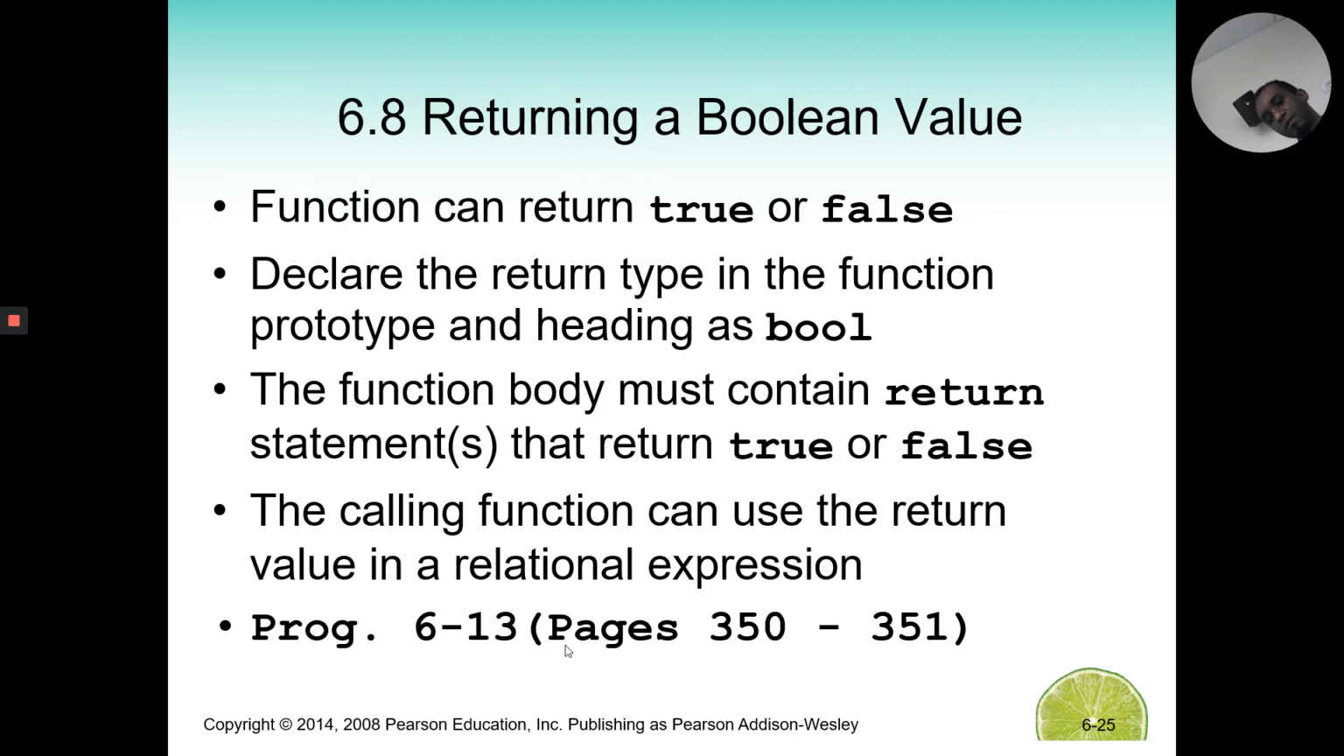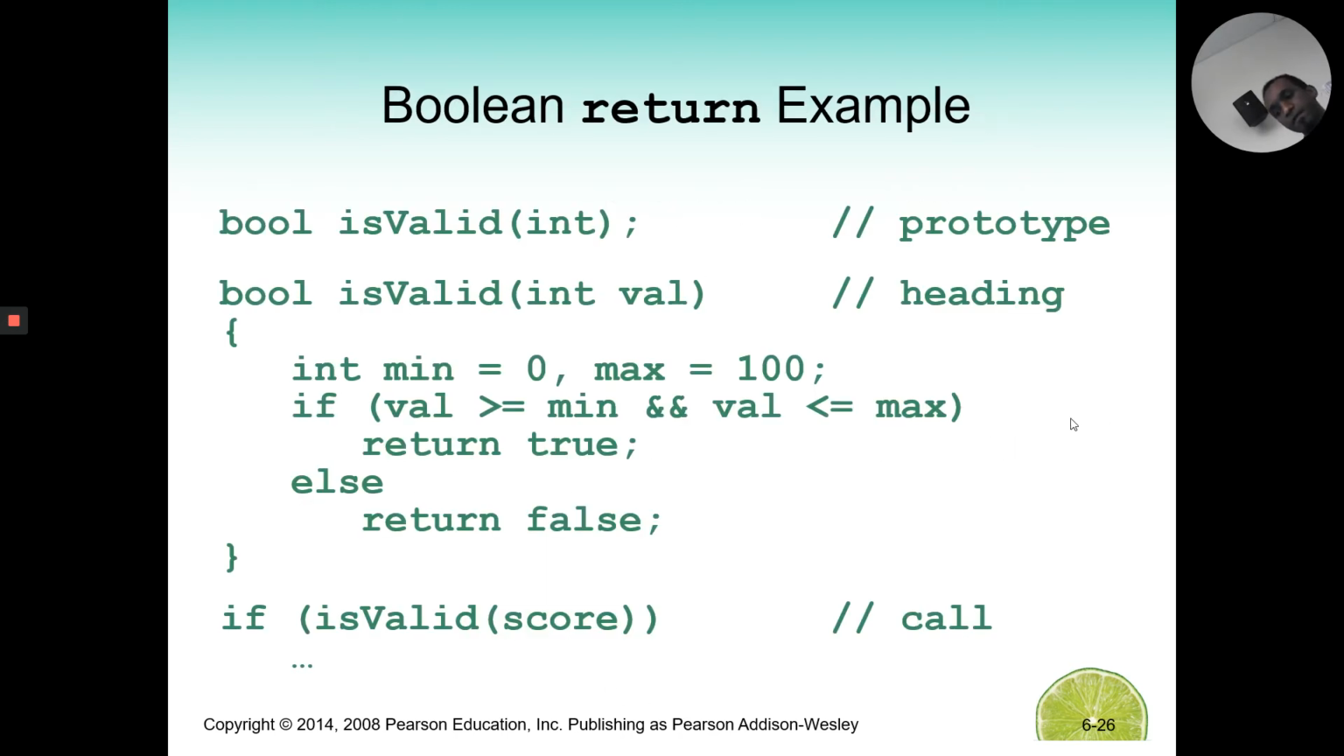Declare the return type in the function prototype and heading as bool. The function body must contain a return statement that returns true or false. So the calling function can use the return value in a relational expression. Okay, an example of the Boolean type.